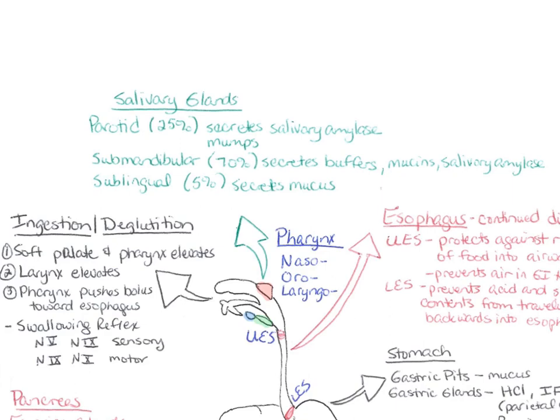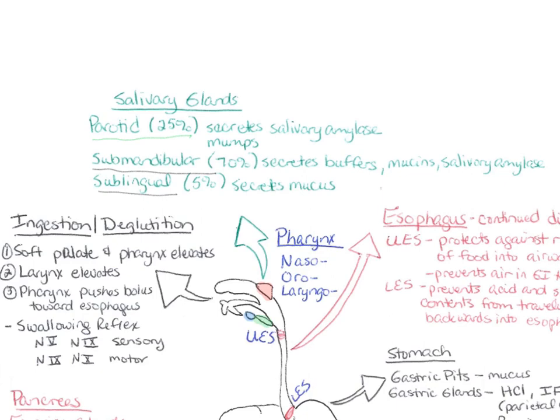So the three types of glands, again, are the parotid glands, and then we have the submandibular glands, and then we have the sublingual glands. Okay, so let's start talking about each one of those.